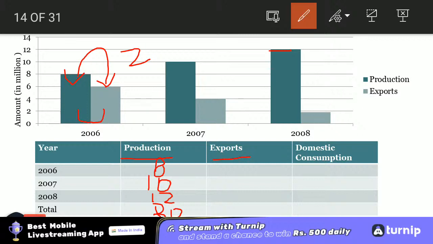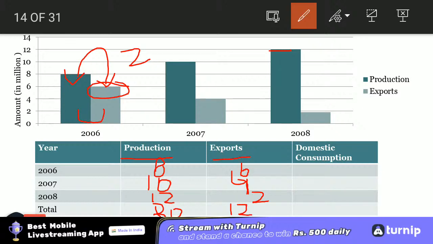Now if I talk about the export, export means how much is going outside. It's clearly shown, in 2006 how many million was the export? What was the quantity of export? Yes, the export was 6 million. Then the export got reduced next year to 4 million, then 2 million, and so the total was what? The total was 12 million.